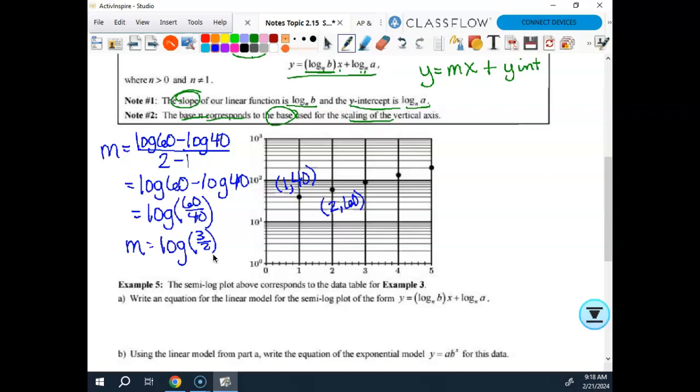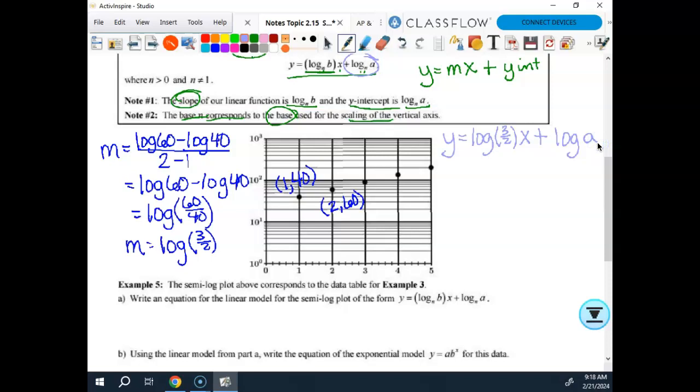I also need my y-intercept if I want to put it in that form. So I'm going to come over here and write out what we have so far. We have y equals the slope, which is log of 3/2, times x plus, and then the y-intercept is going to be the log of a.